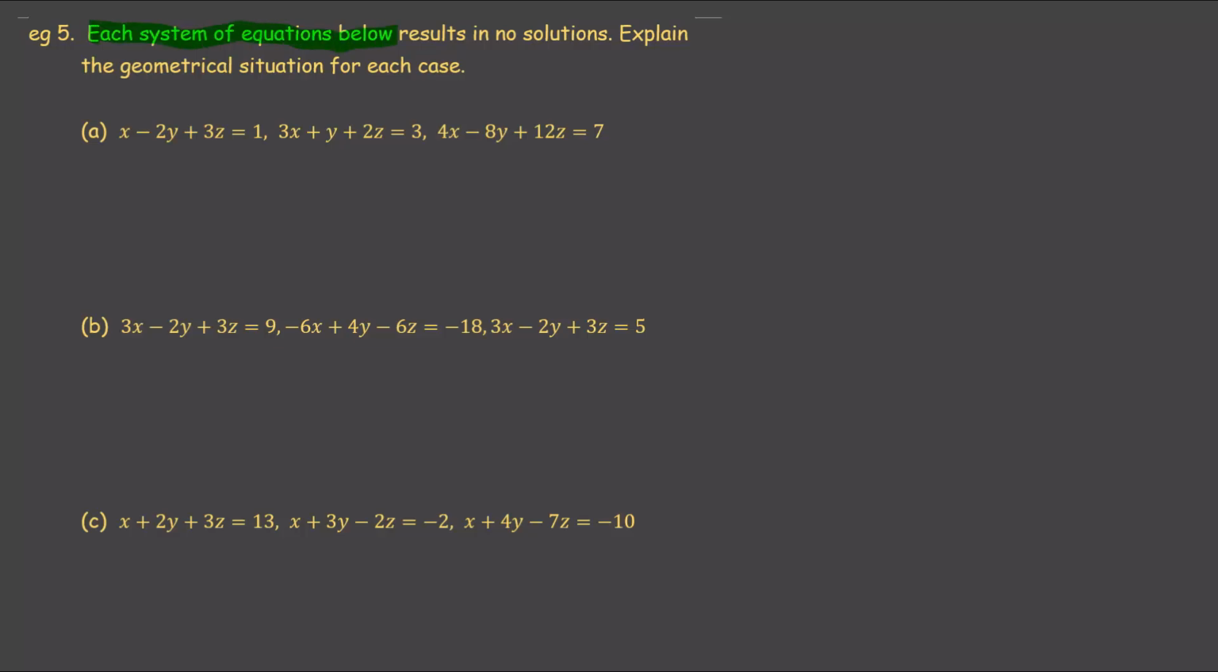Each system of equations below results in no solutions. Explain the geometrical situation for each case. So our first one is x minus 2y plus 3z is 1, 3x plus y plus 2z is 3, and 4x minus 8y plus 12z equals 7.